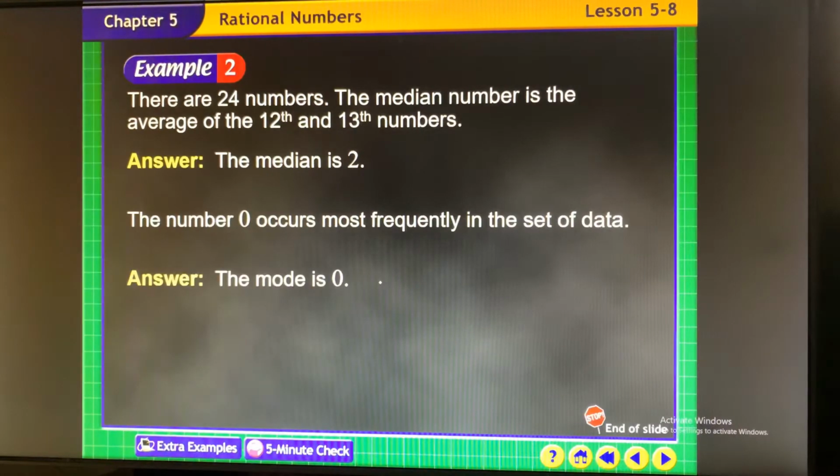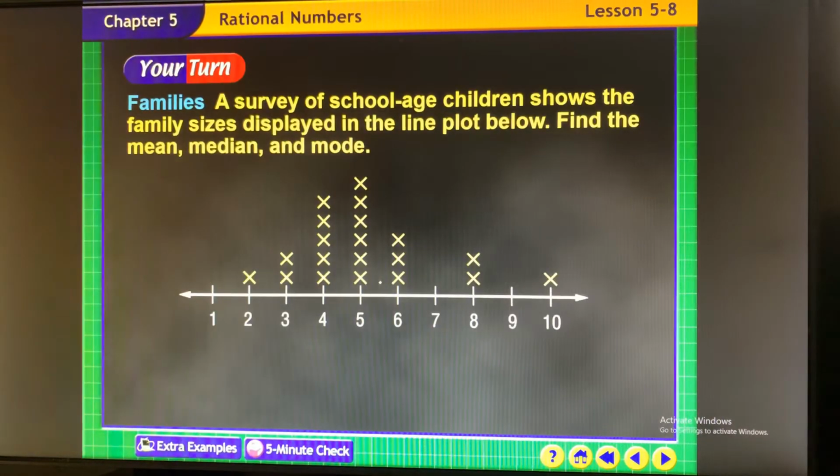So we do it again here. So 1, 2, 3, 4, 5, 6, 7, 8, 9, 10, 11, 12, 13, 14, 15, 16, 17, 18, 19, 20. There's 20 pieces of data. So I know once I do 2 plus 3 times 2 plus 4 times 5 plus 5 times 6 plus 3 times 6 plus 2 times 8 plus 10 divided by 20, I'll find my mean.